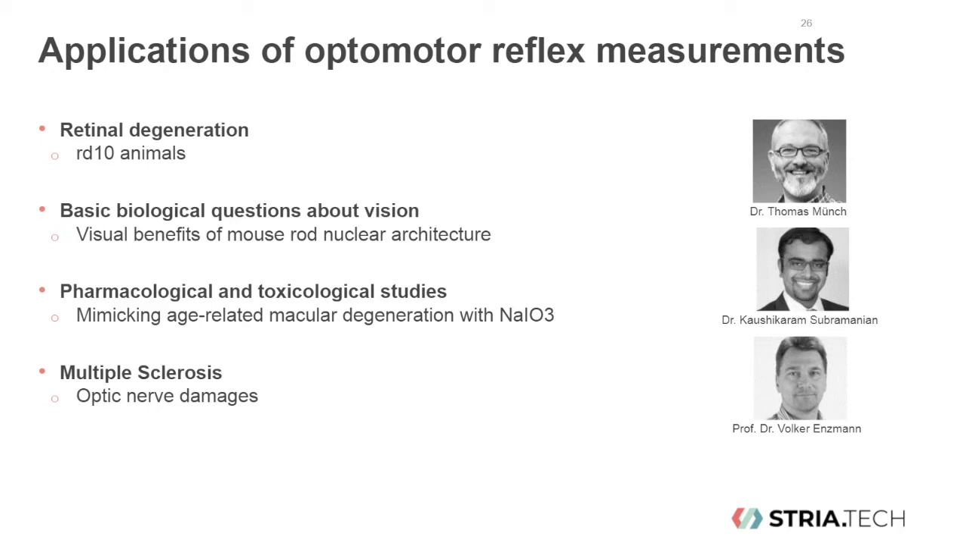Further, one can study the pharmacology and toxicology of substances. Volker Etzmann will talk about the toxic effects of a small molecule, sodium iodide, that, when applied, mimics the disease of age-related macular degeneration. In the final example, Volker will introduce us to a mouse model that is commonly used to study multiple sclerosis, which does indeed also have visual deficits. These are caused by damages to the optic nerve, and disease progression can be monitored with the optomotor reflex.